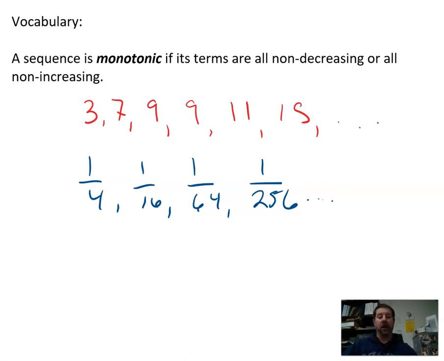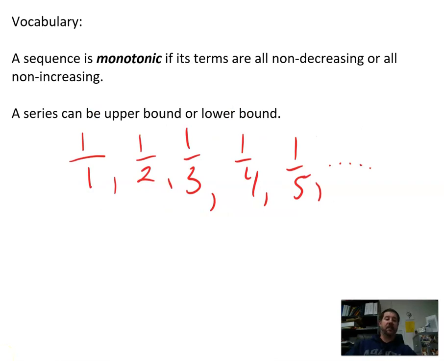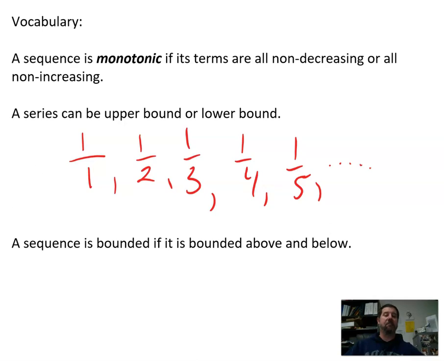So this is monotonic. A sequence can be upper bound or lower bound, meaning it's not going to get bigger than a certain value or smaller than a certain value. In this case, this sequence is bounded above by 1. It's not going to get bigger than 1. And it's bounded below by 0. So in this case, it's bounded on both sides. And if it's bounded above and below, then we say that sequence is bounded.